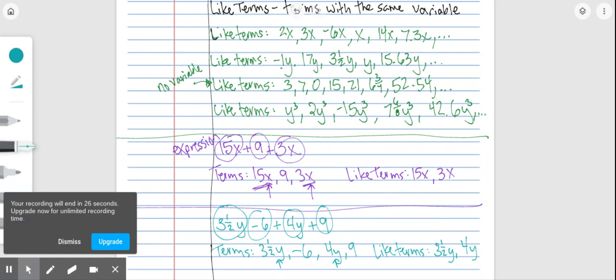But this has a second set of like terms. And the second set of like terms is this negative 6 and this 9 because both of them don't have a variable. Just like right here where we talked about no variable. Negative 6 and 9 are like terms. Okay, so that's how you find like terms when you are looking at the terms of an expression.